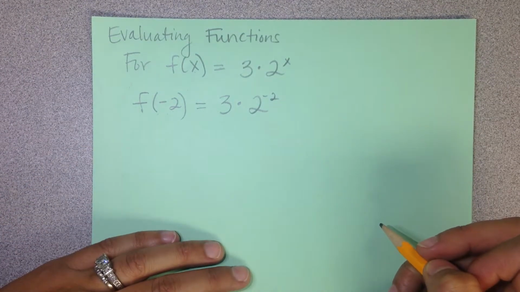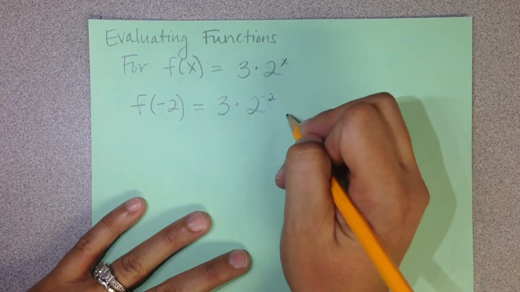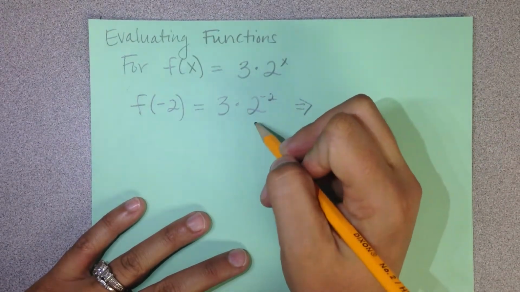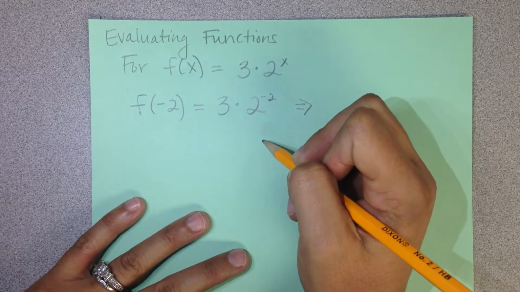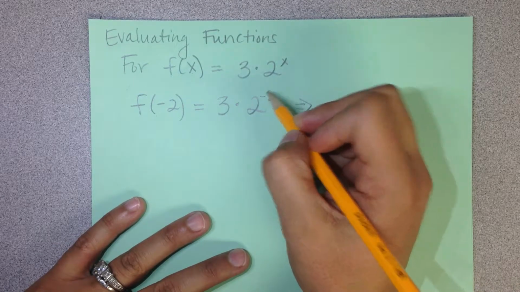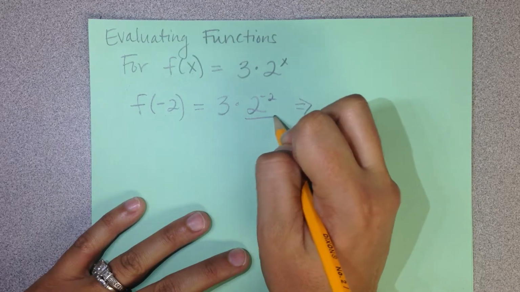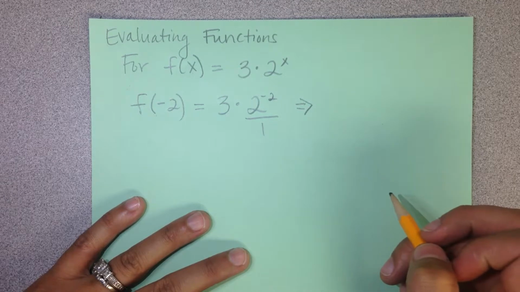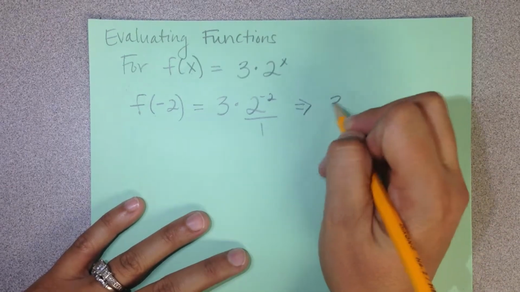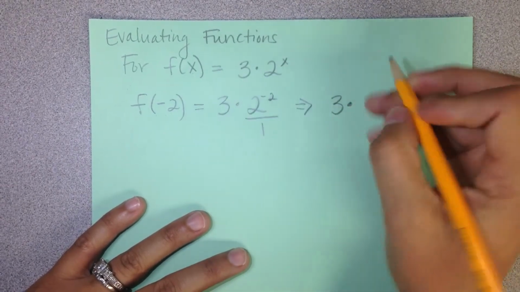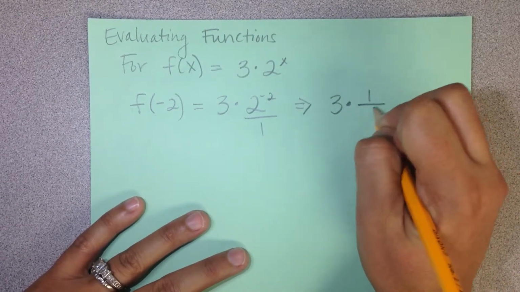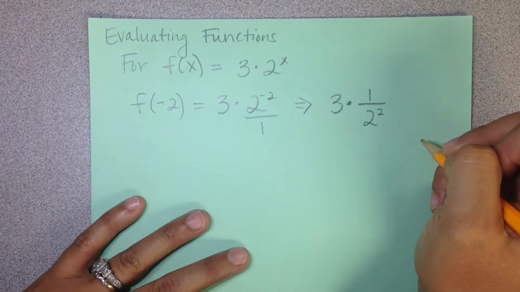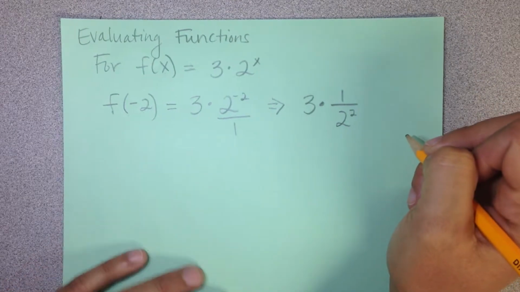So 2 to the negative 2. The first thing we're going to do, remember when you have negative exponents, you're going to flip the fraction over itself and the exponent becomes positive. So we have, technically this is over 1, right? Anything without a denominator technically has a denominator of 1. So we're going to get 3 times, if we flip this fraction, it becomes 1 over 2 to the second power, and our exponent becomes positive.